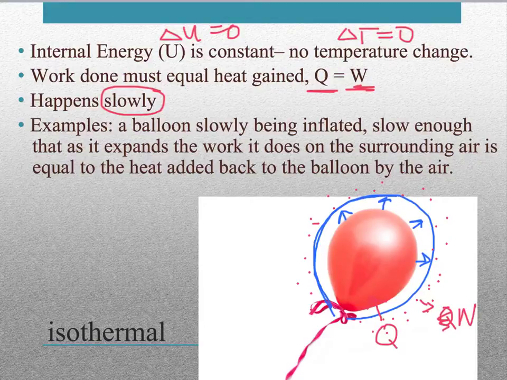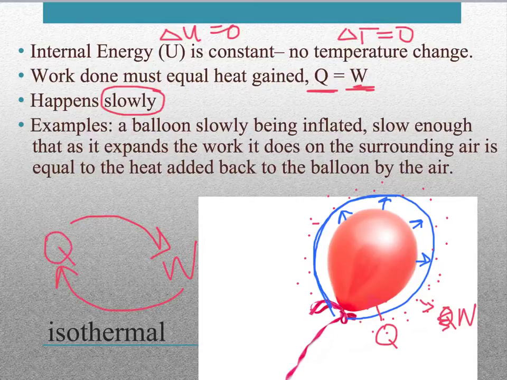So it's kind of a cycle, okay? So you do a little work, that work heats up the surroundings, and then that temperature is added back into the balloon. And so you end up with this cycle where Q always equals W, and so there's never a change in temperature. So I'm going to show you another example now of isothermal that's maybe a little easier to understand than this one.